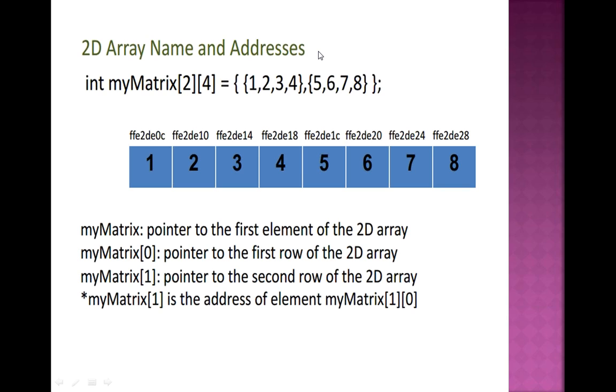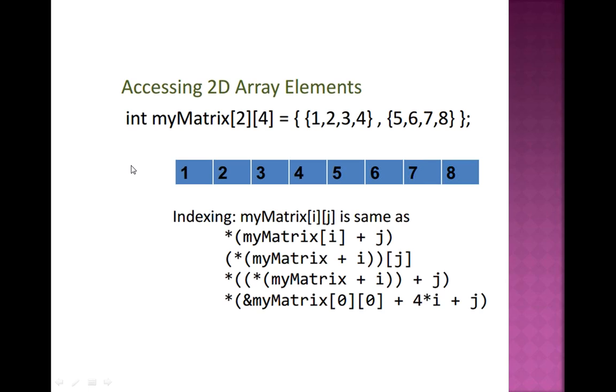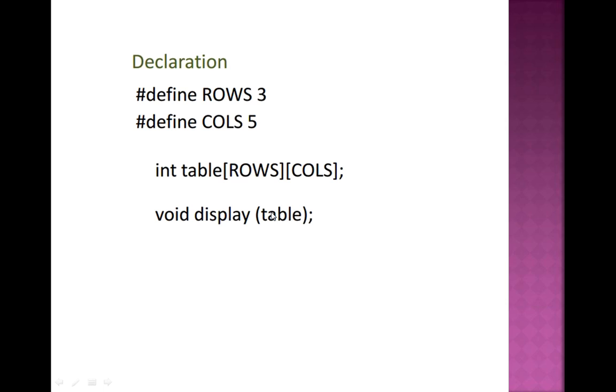Then 2D array names and addresses, means how we can define the 2D array name and their addresses. Next, how we can access the array elements. This is the method for how we can access the array elements. Then how we can declare: we have also discussed #define ROWS 3, means we have predefined the rows as 3, and we have predefined the columns as 5.